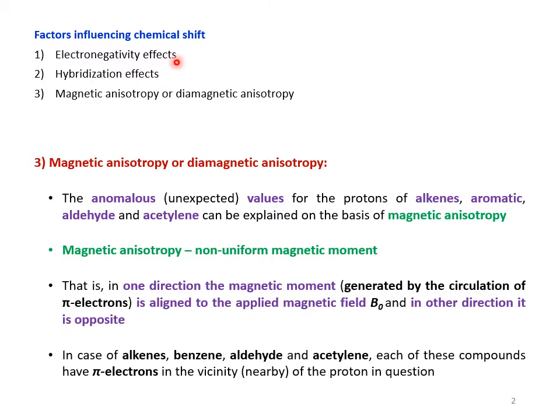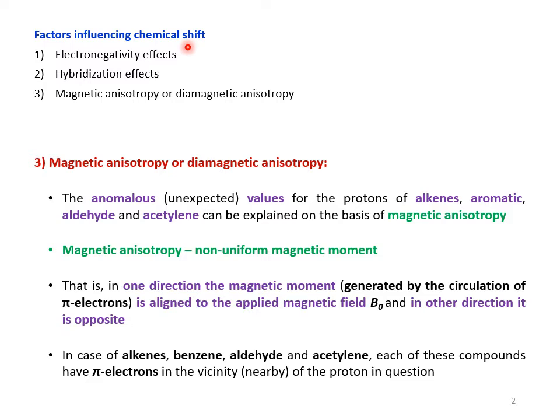As we know, as the electronegativity of the atom bonded to the carbon increases, the chemical shift of the proton bonded to that carbon atom also increases, because as electronegativity increases, the electron density in the vicinity of the proton decreases, as a result of which the proton is said to be de-shielded, hence shows resonance at higher delta units.